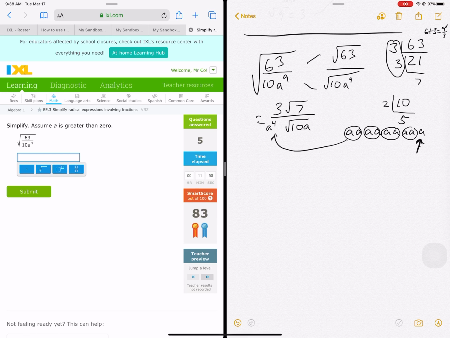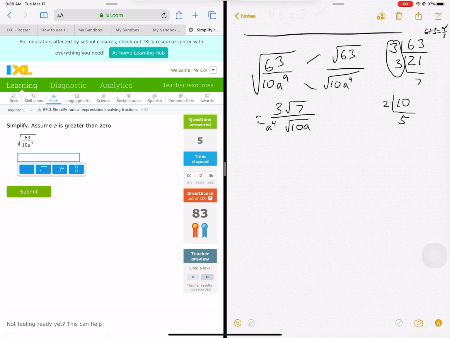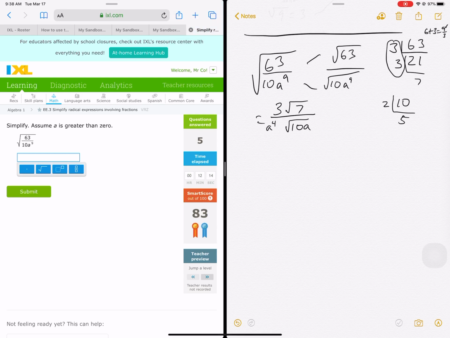Now, we're not done yet. This problem does look a little messy, and I agree. But we can't leave square roots on the bottom. That's just something we're not allowed to do. So let's go ahead and think of a way again. How can we get rid of that square root from the bottom? So we're gonna multiply this guy by its own square root, the same exact square root.